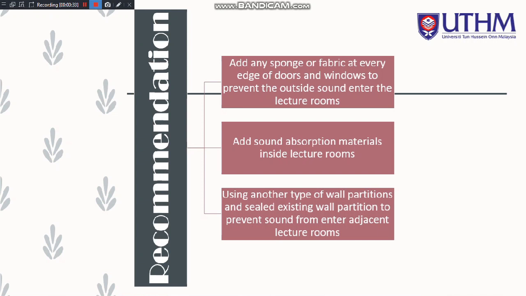Most effective to improve the reverberation time inside lecture room is adding sound absorption materials such as cushion with friendly fabricated or any egg tray covered with cotton and fabric. For sound reduction index, it recommended to use another type of partition such as wall concrete and add seal on existing wall partition to avoid the noise from entering the lecture room.